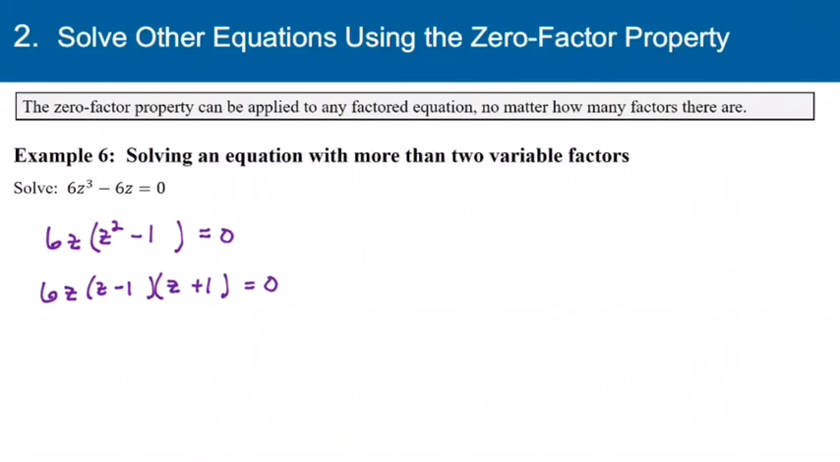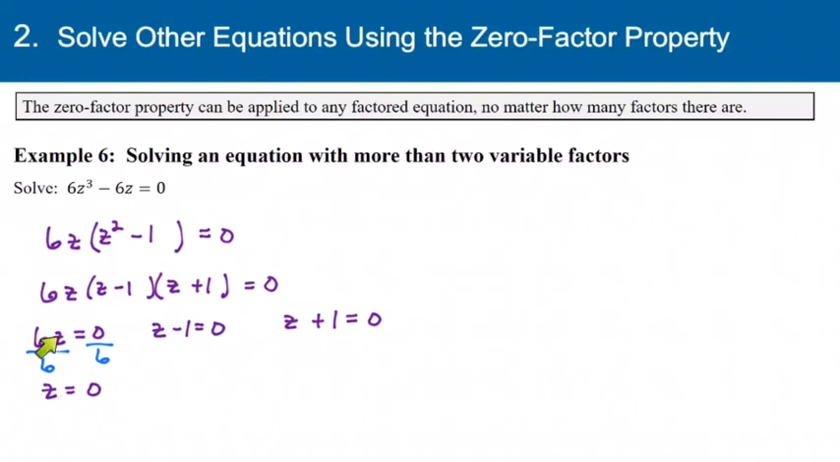Now, remember when we did the other example and we had the GCF out here, we were able to ignore it? That was because it did not contain a variable. But this GCF does contain a variable, and therefore this GCF is going to contribute a solution to our solution set. So if 6z equals 0, we're going to get a solution from that, and we're going to get a solution from z minus 1 equals 0 and z plus 1 equals 0. Now, if 6z equals 0 and you divide both sides by 6, then you find out that z would also have to equal 0.